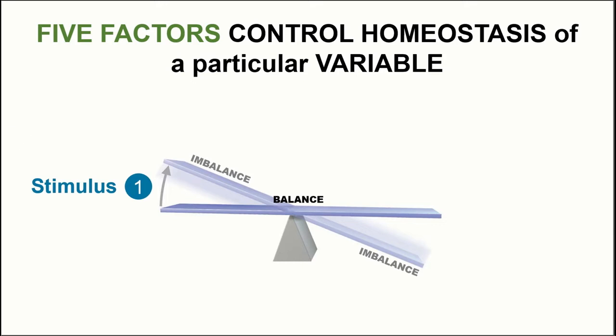So let's look at these 5 factors. The first of these factors is the initial stimulus. The stimulus is the change in the variable, like a change in body temperature, or a change in blood glucose levels, or a change in blood CO2 levels. So the stimulus is the change in the variable that brings the body out of balance, taking it from balance to imbalance.